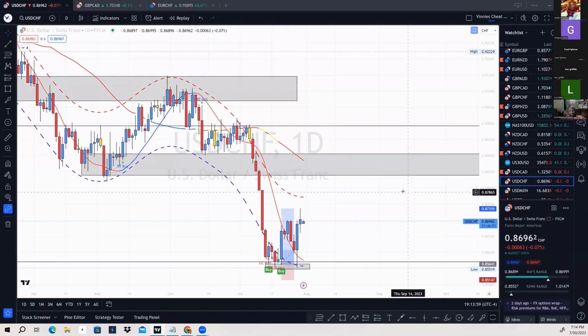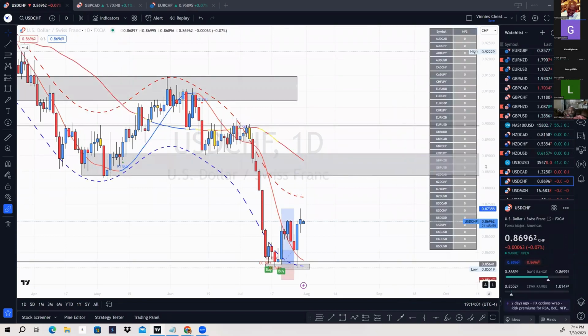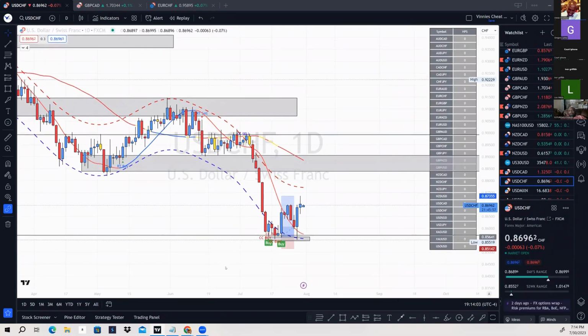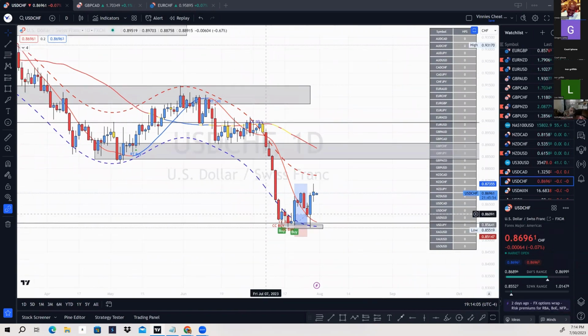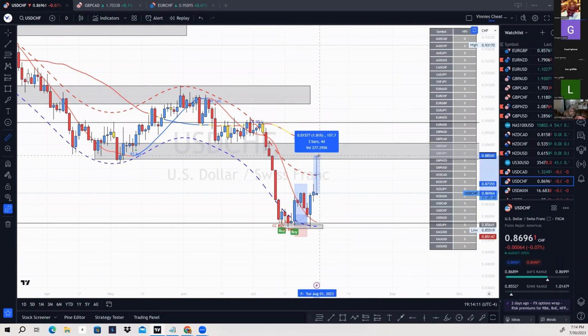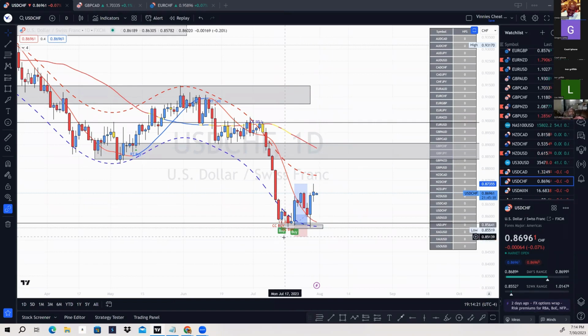USD CHF is a pair that we took last week. We had tons of confluence. I'm still looking for price to get up to this area. Let's see how many pips. We have about 157 pips until it gets to our ultimate target here on USD CHF. You guys can see we had tons of CC buy signals and also divergence buy signals.